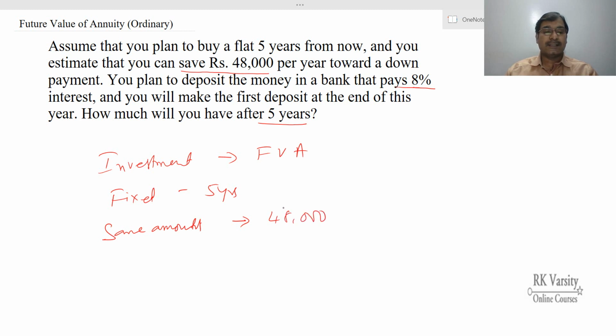And another is whether this deposit is made in the beginning or at the end. It says that the deposit is at the end. That means this is an ordinary annuity, because the deposit is made at the end of the period.